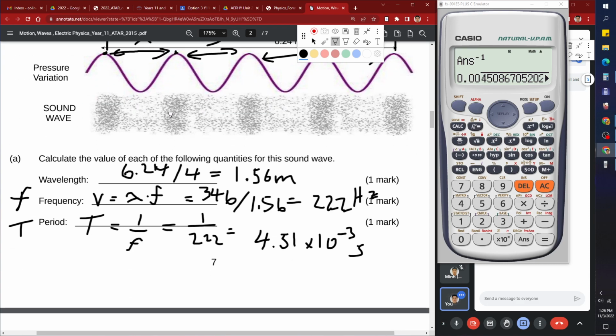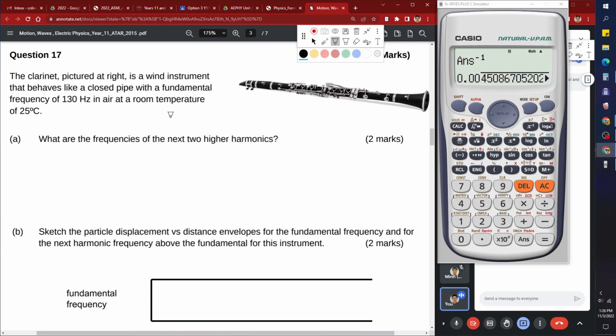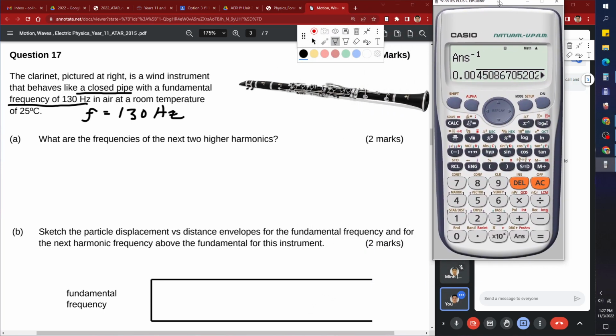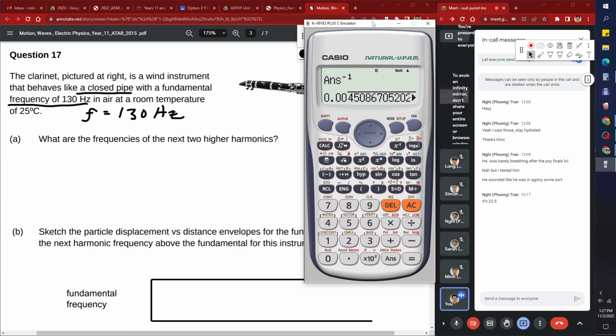Understanding waves. It's a closed pipe. Okay, so we're getting to number 17. And it looks like the clarinet is a wind instrument that behaves like a closed pipe with a fundamental frequency. So we got F equals that. It says closed pipe. So I hope you recall, if you have your student book, what's the difference between a closed pipe and an open pipe? By the way, open pipe and fixed string are the same. Strings and open pipes are the same. Closed pipe is different.